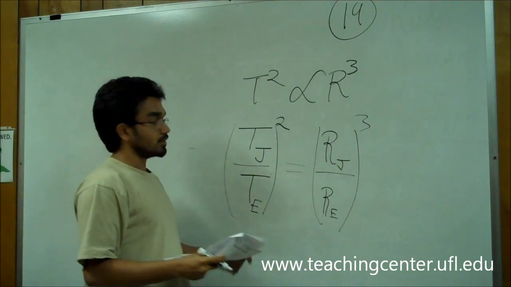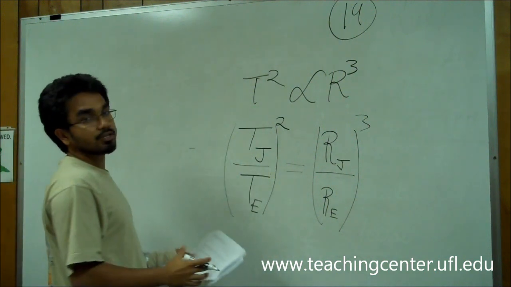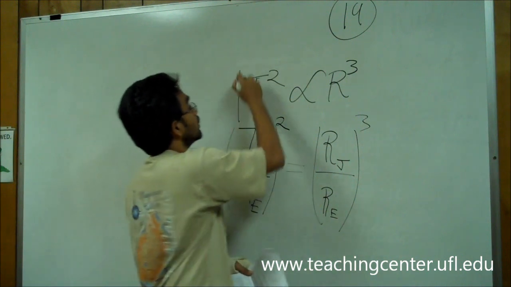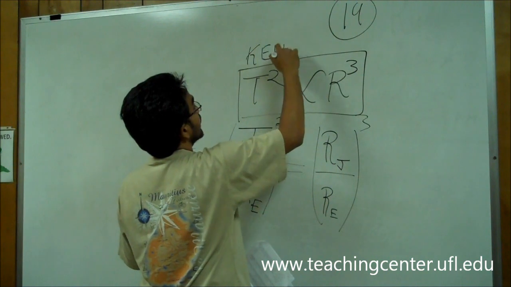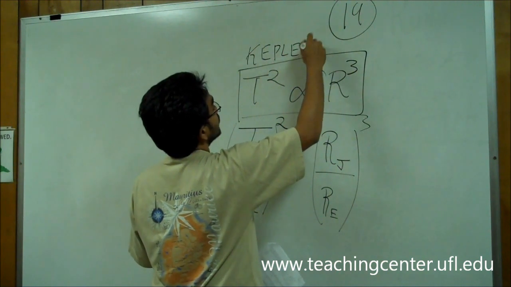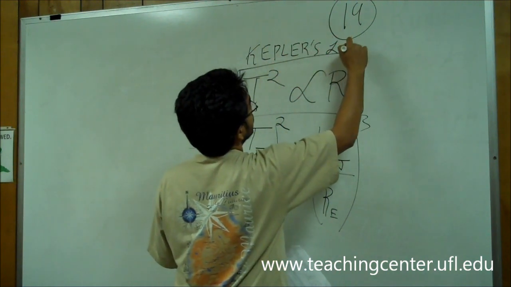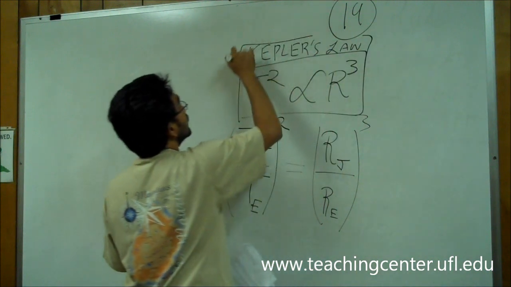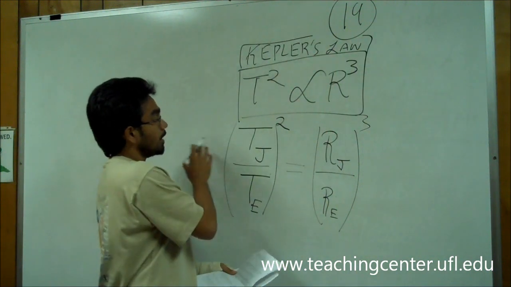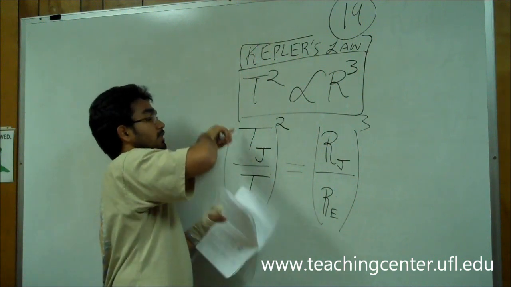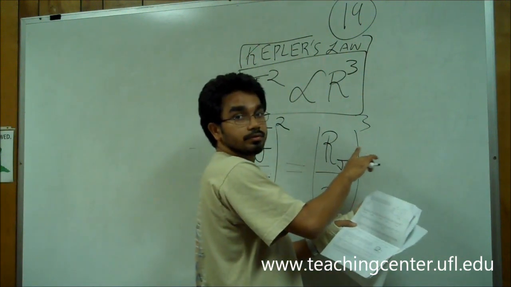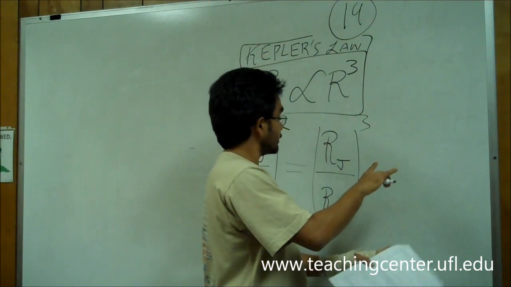Now we go back to the question. Now this is how we set up the question. This is our basic law that we've used, Kepler's law. And from Kepler's law, we have been able to relate the time period of revolution of Jupiter and Earth to their radius of revolution. Okay?